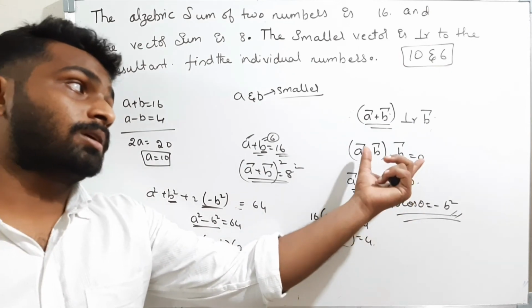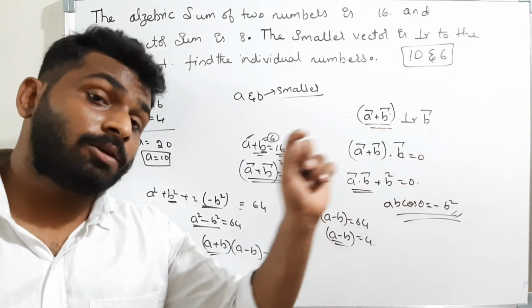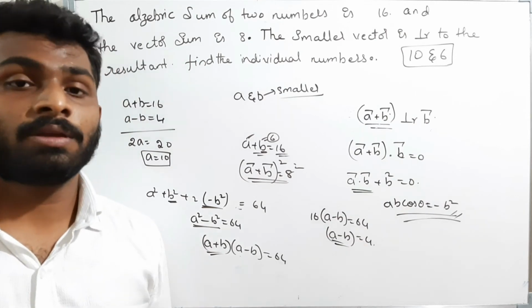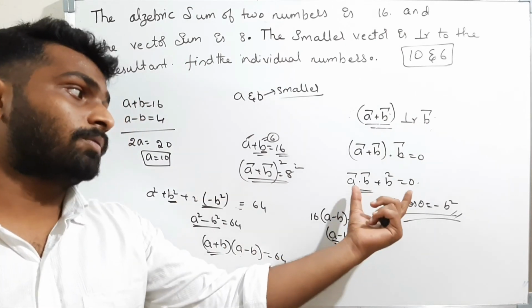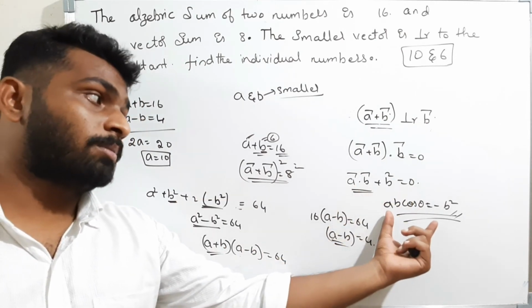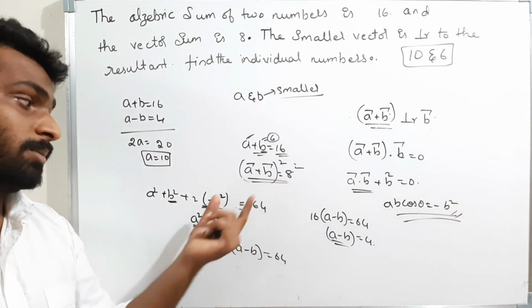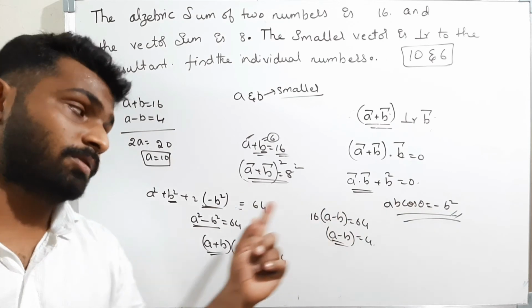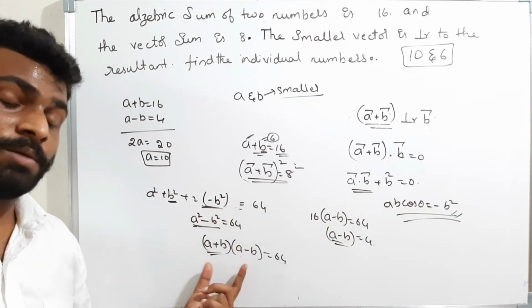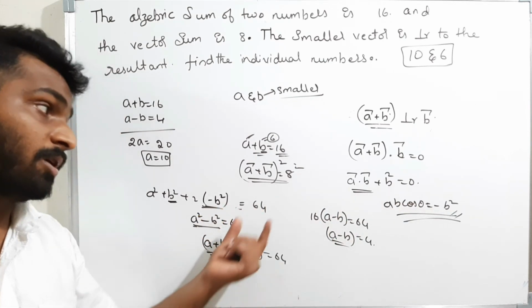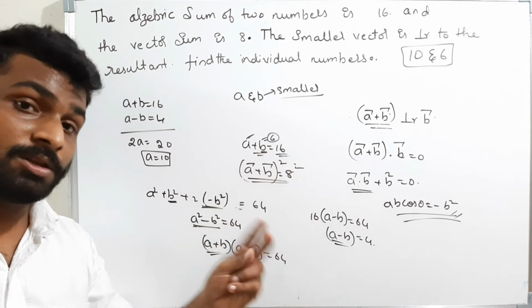They gave the hint: when two vectors are perpendicular, then the dot product is 0. Cos 90 is 0. Therefore, ab cos theta is equal to minus b square. Now squaring on both sides. In place of ab cos theta, I kept minus b square. Therefore, a square minus b square is 64. (A plus b) into (a minus b) is 64. A plus b they already gave us as 16. Therefore, a minus b is 4.